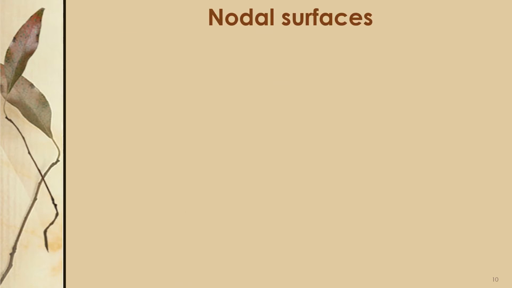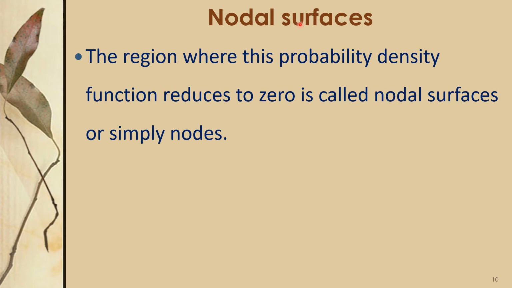Now, here I told you, today we'll discuss the nodal surfaces. What are nodal surfaces? Nodal surfaces means in this area or surface, the probability of finding an electron is 0. Electron will not come in this area, so it is not part of the shape of the atomic orbitals. The region where this probability density function reduces to 0 is called a nodal surface, or simply a node.